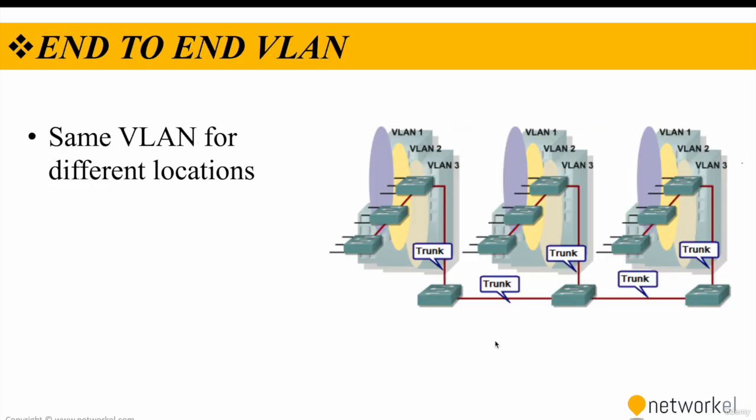And we have the end-to-end VLANs. These are dispersed throughout the network on multiple switches. So no matter where the user plugs in, they will always be assigned the same VLAN membership, and the resources for this user will be on the same subnet. Management of end-to-end VLANs typically uses VTP through trunked switches, and this allows for easier management.